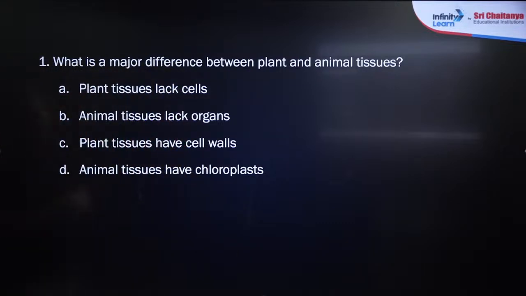What is the major difference between plant and animal tissues? Students, if we talk about plant and animal tissues, what is going to be the major difference? The very first option is A, plant tissue lacks cell wall, lacks cells. B, animal tissues lacking the organs. Plant tissues have cell walls, or animal tissues have chloroplasts.